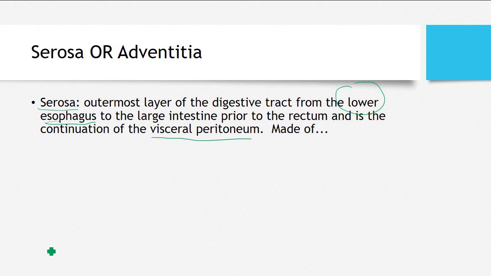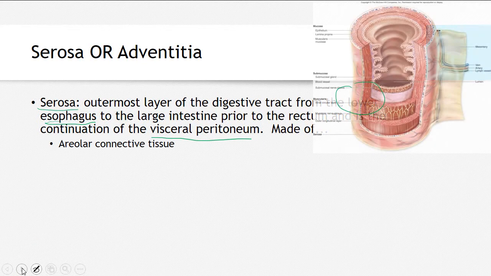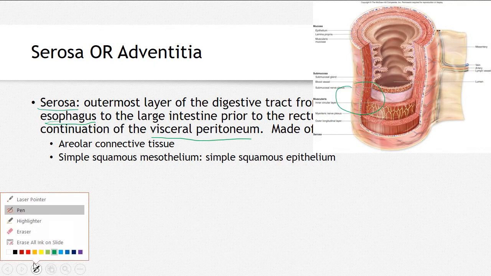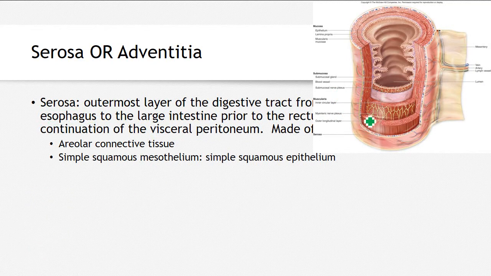Okay, once again, what is it made out of? Areolar connective tissue and simple squamous epithelium, right, which is called the mesothelium. Okay, very good. And you see it on this picture here, shown as just this outer layer part here.